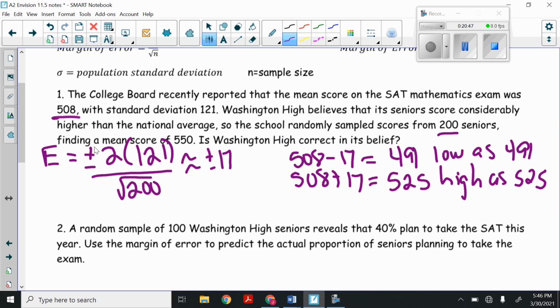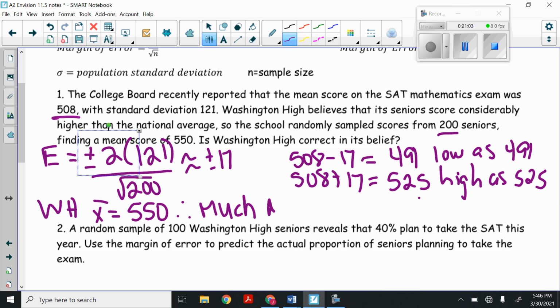They said Washington High, their average score was 550. That's much higher than this 525. Therefore, since their seniors scored much higher than the national average, they are correct.